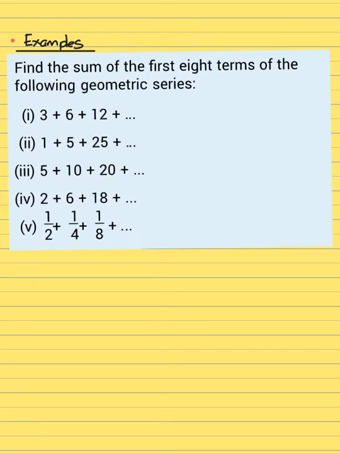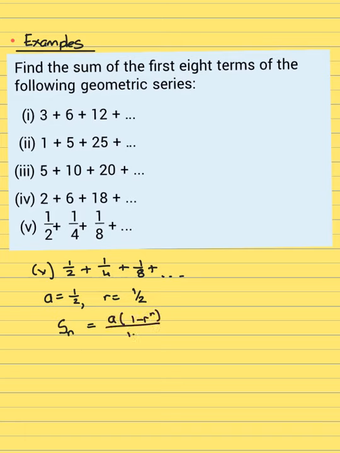In this question we want to find the sum of the first 8 terms of the geometric series, and we're going to take a look at part 5. The series here is a half plus a quarter plus 1/8 and so on. Quite clearly then, a, the first term, is a half, and the common ratio, the second term divided by the first term, is also a half. We just use the formula. Sn of a geometric series is a times 1 minus r to the n over 1 minus r.